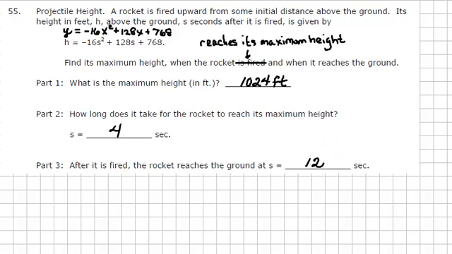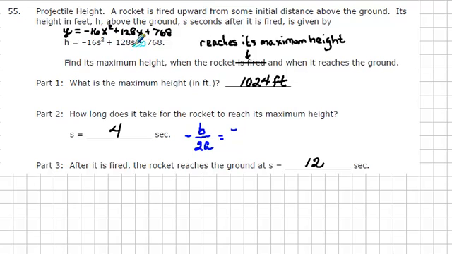Now, in order to determine these values by hand, we would follow this procedure. Part 2 would be the easiest place to start. How long does it take for the rocket to reach its maximum height? Well, the rocket reaches its maximum height at the vertex of the parabola. In order to find the vertex of the parabola, we use the formula minus b divided by 2a.